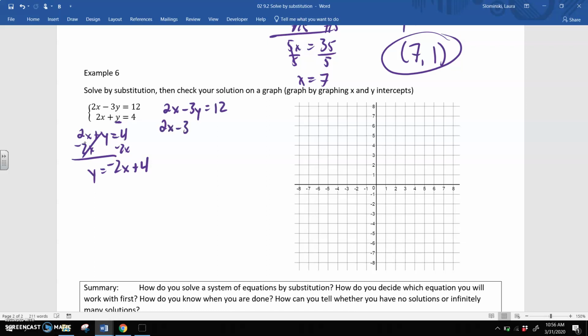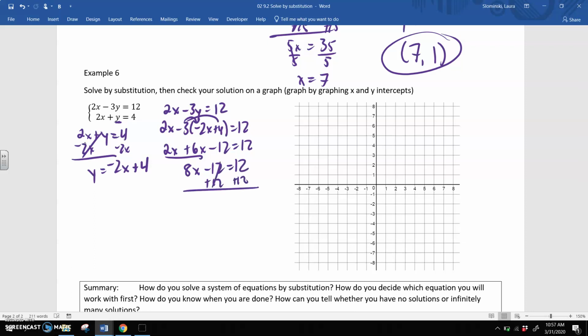So 2x minus 3 times negative 2x plus 4 equals 12. Again, when we have a negative here, that's the most common mistake. Negative times a negative is plus 6x, and a minus 12 equals 12. Combine these, I get 8x minus 12 equals 12. Add 12. 8x equals 24. And divide by 8. So I believe x equals 3.